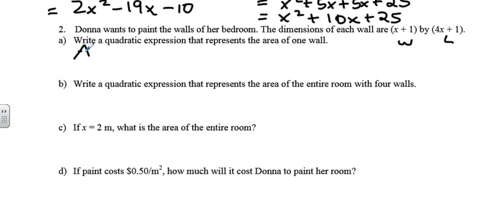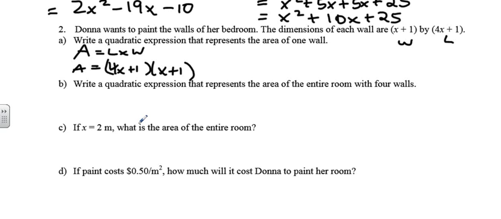Well, we know that the area is going to be length times width. So the area is going to be, I'll put the length first, 4x plus 1 times x plus 1. There, that's a quadratic expression. Remember, quadratic expressions have an x squared, and we know that if we FOILed this out, we would get 4x squared as our first term. So this is quadratic.